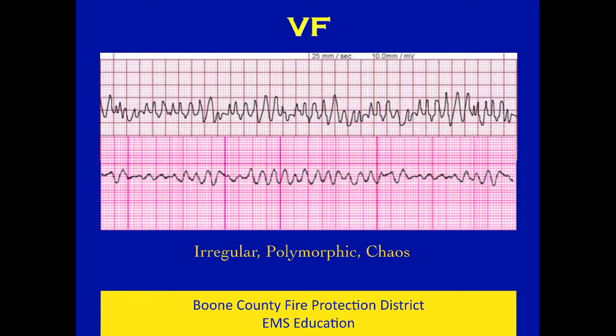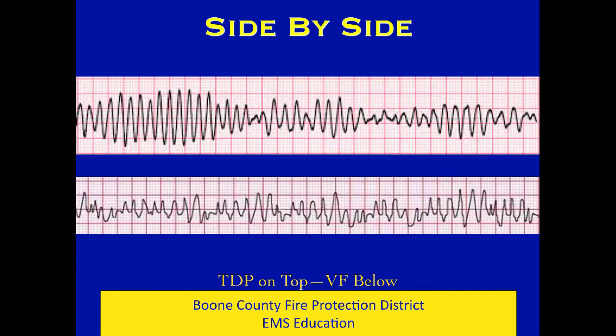For comparison's sake, here's VFib. And when you first learn about torsades, you start thinking everything that's squiggly is torsades, and that's not the case. There's no pattern here. Yes, there are multiple different morphologies, but it's absolutely irregular, and it is electrical chaos. Here they are side by side, torsades on the top, VFib down below it. And again, if you look at it this way, it looks pretty clear.